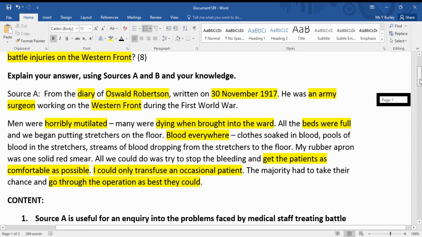If you spend the next 10 minutes having a go at Source A, I will then talk you through Source B in a moment.